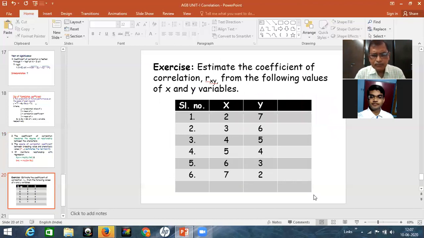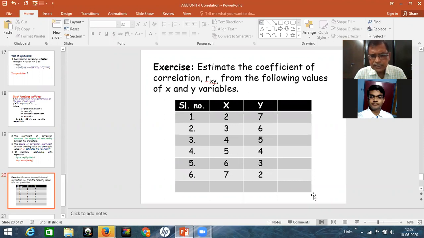Now I have given one problem. You write this problem. This is an exercise for you. You just calculate it, tell me the magnitude of the coefficient of correlation r xy, and send it to me through mobile. Estimate the coefficient of correlation r xy from the following values of x and y variables. There are 6 values of both x and y. Here the values are given.